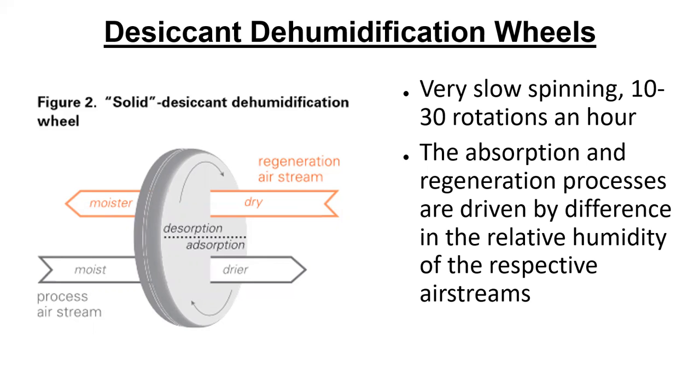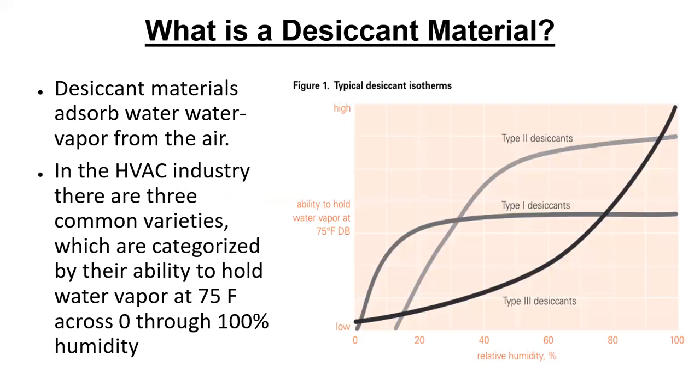So this is the other way to do it, kind of like a chemical type process. The wheels turn slowly, 10 to 30 rotations per hour. The absorption and regeneration processes are driven by the difference in relative humidity of the respective airstreams. And that goes back to the characteristics of the desiccant.